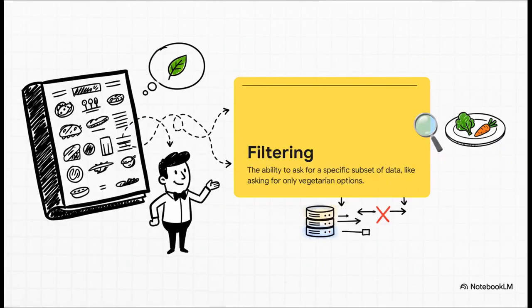And what if you don't want the entire menu? That's where filtering comes in. It's all about being more specific. You're basically telling the waiter, look, don't bring me the whole giant book. I'm only interested in the vegetarian options. It's way more efficient and gets you exactly what you need without all the extra noise.